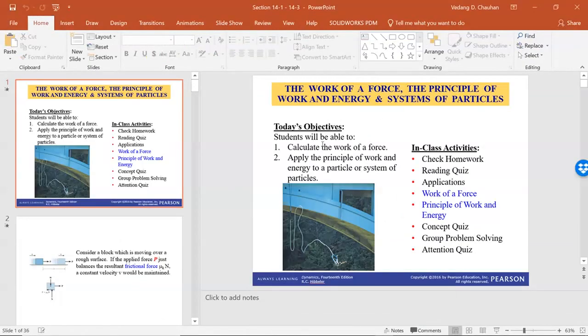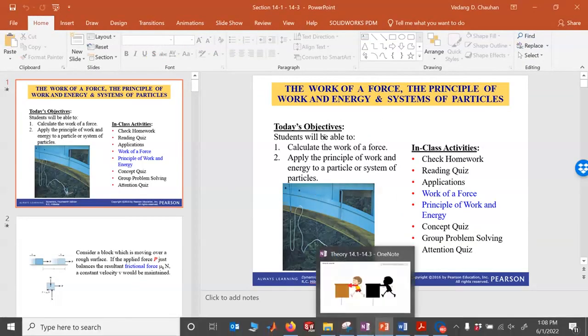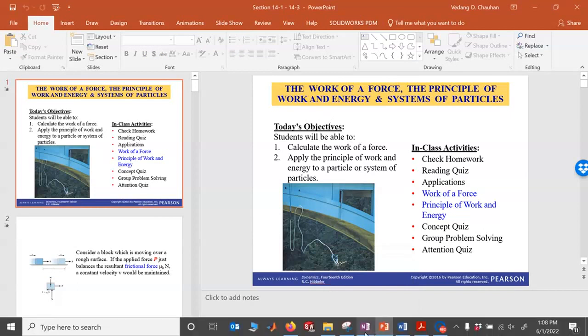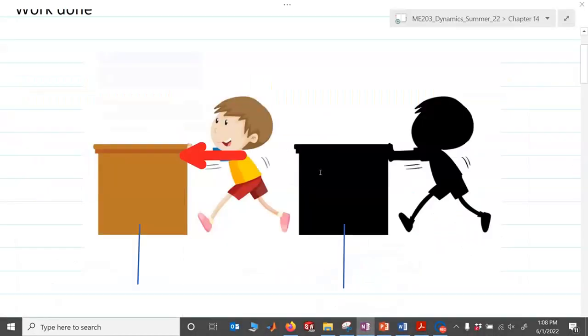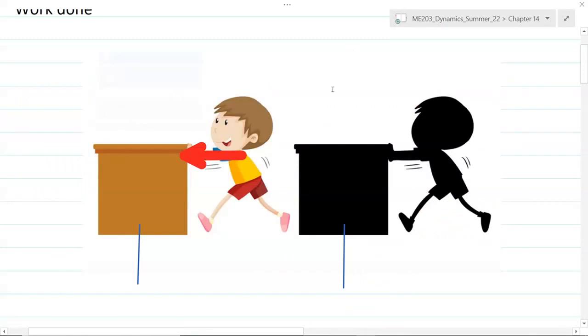So before we go through this presentation slides, I will explain the concepts of work and energy through a couple of examples, and then we will go back and revisit the presentation.